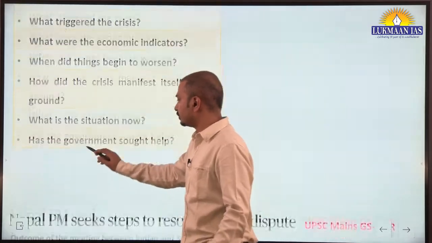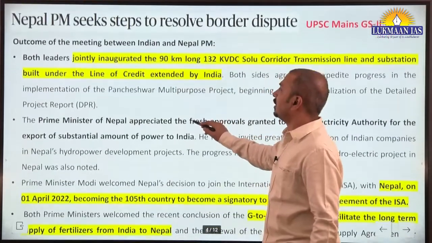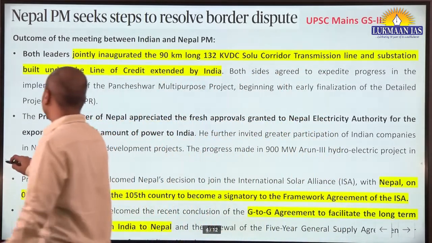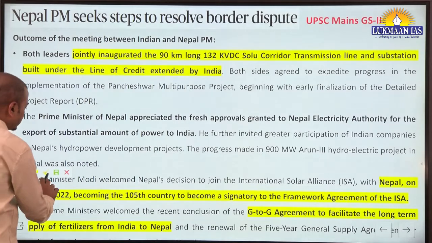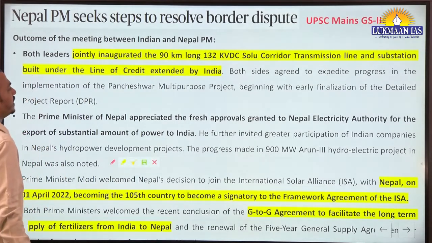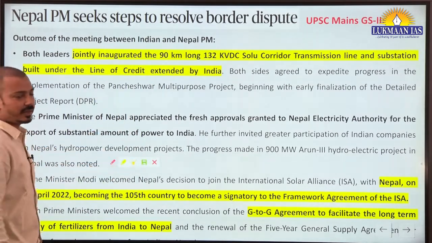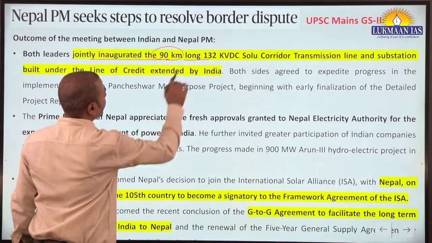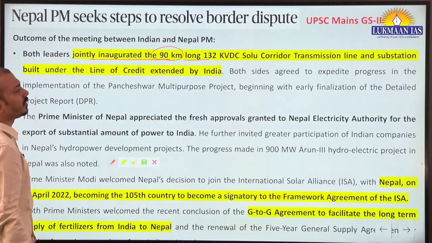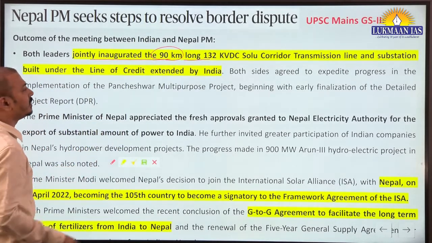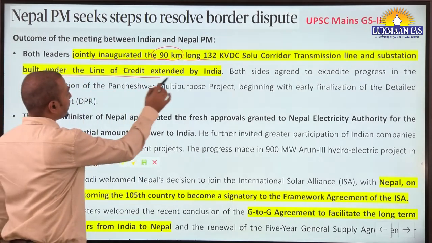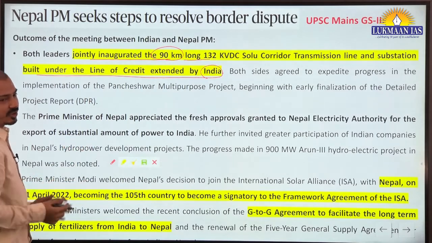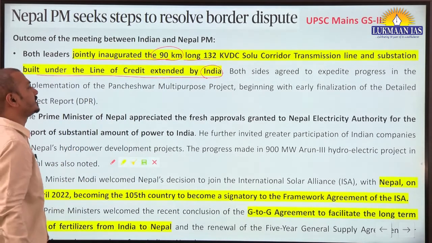Okay, now moving on. Nepal Prime Minister seeks steps to resolve border dispute. The Nepal Prime Minister is on a 3-day visit to India. He has met our Prime Minister, and you should know the outcome of that meeting. They jointly inaugurated the 90-kilometer long 132 kV DC Solu corridor electricity transmission line and substation, built under a line of credit extended by India. So in terms of power production, especially hydropower, India is extending help.